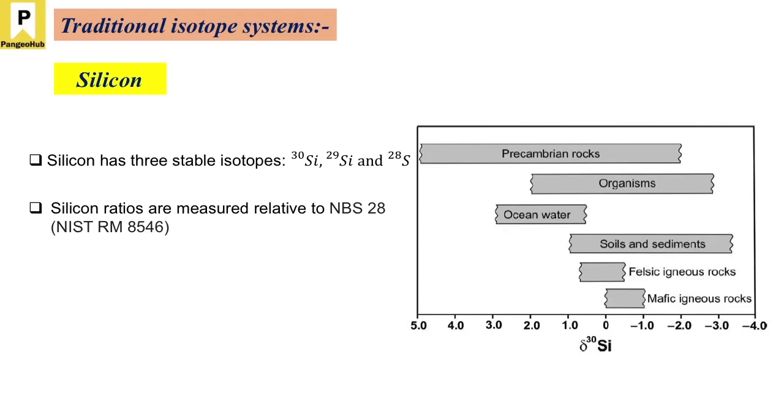The silicon content is generally positive for the mafic igneous rocks, and the felsic rocks vary. In the ocean water, the silicon is generally negative. So that is all about the traditional isotopic systems. There are many more that you can study on your own: Fe, Ca, then there is chlorine. So all those are there, and it's up to you to explore them. So this is all about the basic isotope concepts.